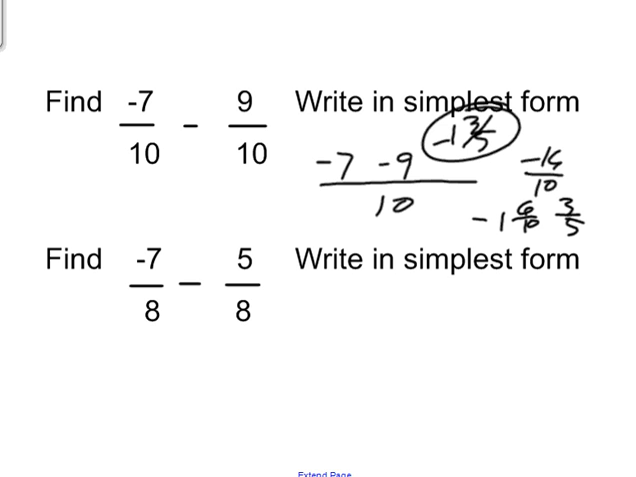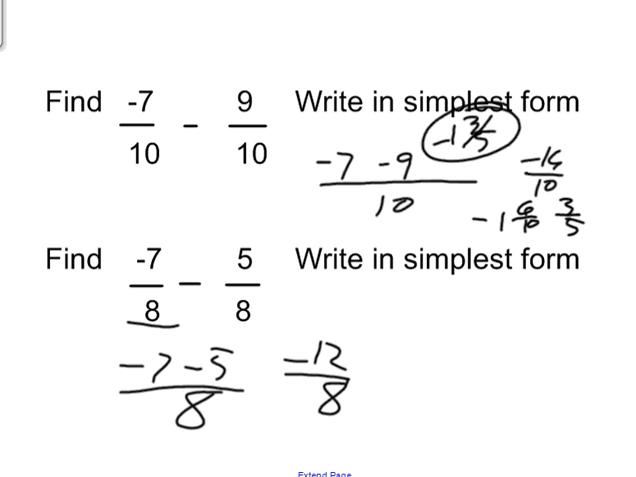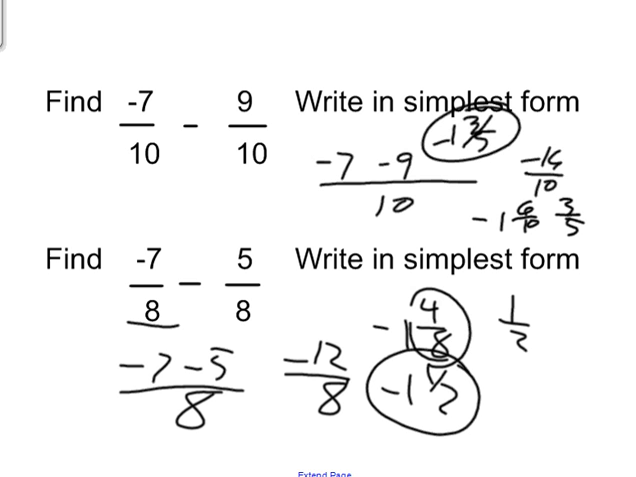Down here, I've got a negative 7/8 minus 5/8. So I'm going to say a negative 7 minus 5, all of it over 8. Negative 7 minus 5 is, of course, negative 12. Negative 12 over 8. I can do some reducing here. 8 will go into 12 one time, and that would leave a remainder of 4/8. So it'd be a negative 1 and 4/8. The 4/8 part can be reduced to 1/2. So negative 1 and 1/2 is my final answer.